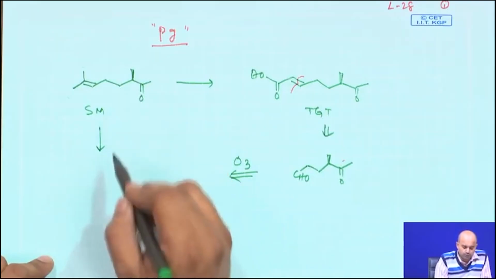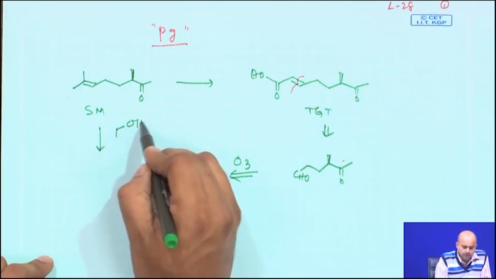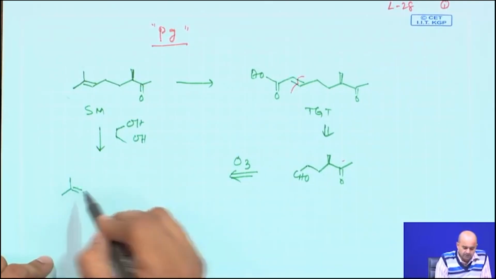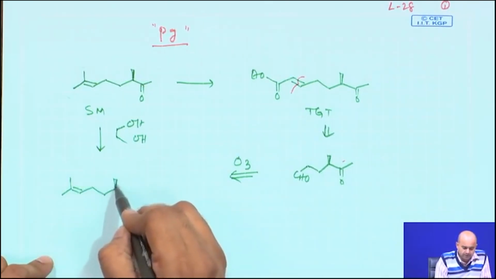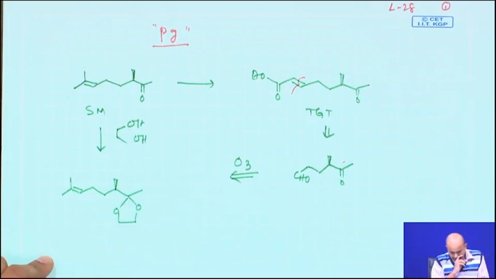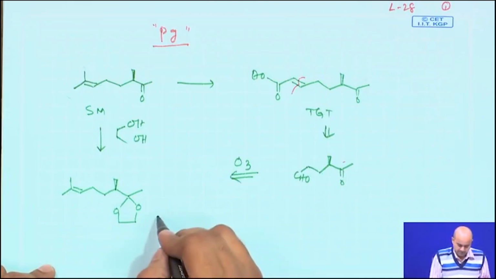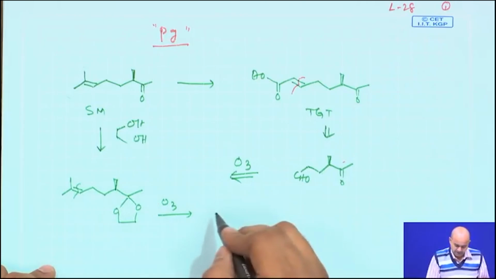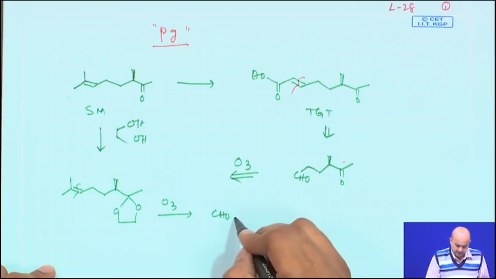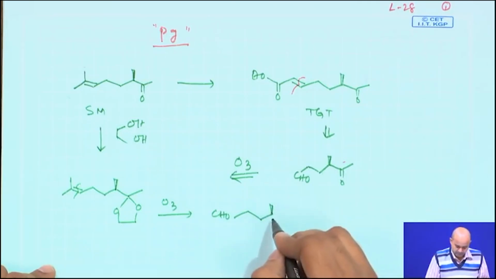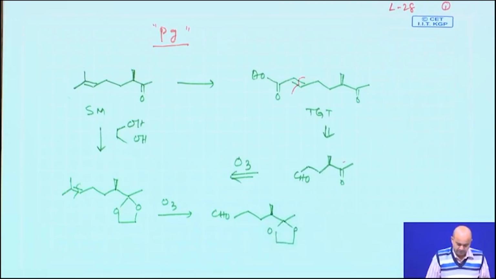So, initially the ketone group will be protected. The ketone group can be best protected by ethylene glycol in presence of a little bit of acid. So, this ketone is now protected as a cyclic ketal. Then you do the ozonolysis. So, ozonolysis means you get the oxidative cleavage here. So, what will you get? You get this corresponding aldehyde, then the remaining part of the molecule will be the same as it is.